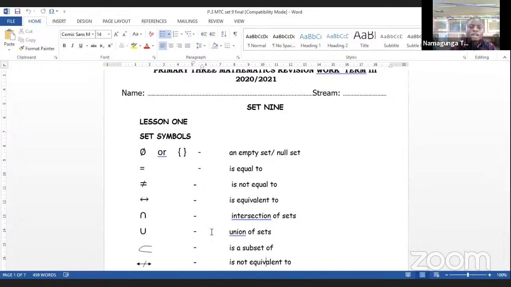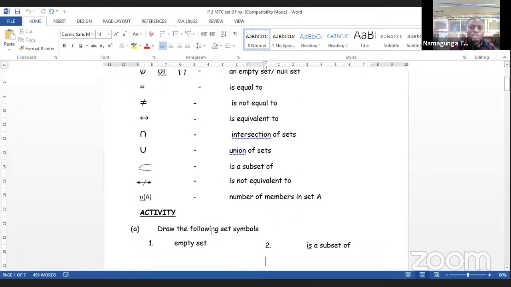We have is a subset of. When you're writing this symbol of is a subset of, it should be like C, but this one is elongated. I think you can see how mine is. Don't write your C. It will not show the symbol of a subset.